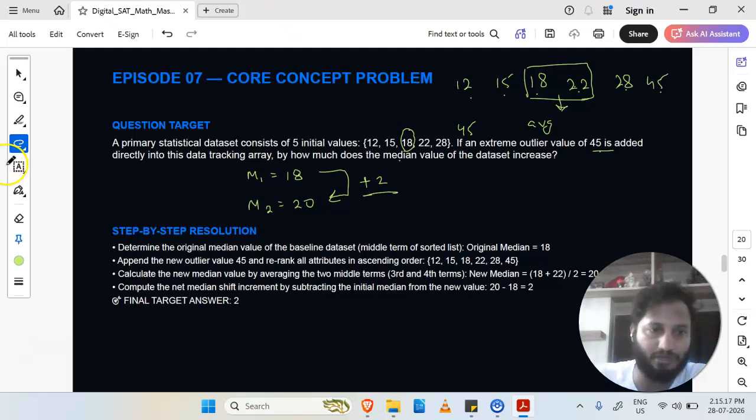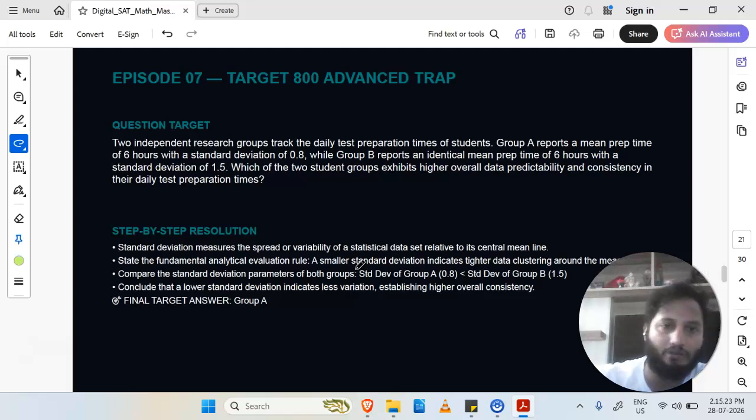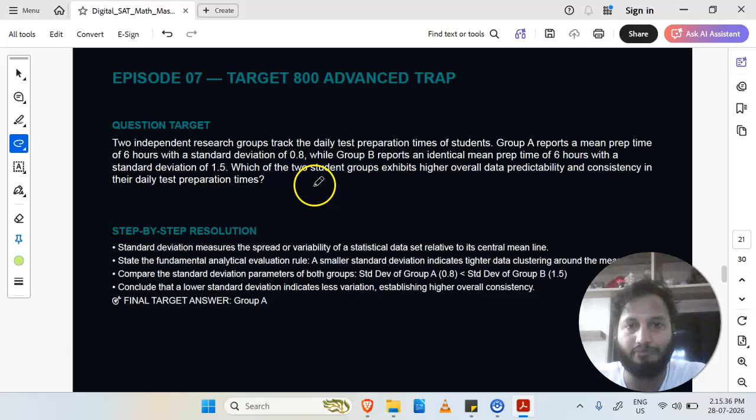All right, that's a simple question. Let's move on to the next problem, this one. Now, what does it say? It says two independent research groups track the daily test preparation times of students. Group A reports a mean prep time of 6 hours with a standard deviation of 0.8, while group B reports an identical mean prep time of 6 hours with a standard deviation of 1.5. Which of the two groups exhibits higher overall data predictability and consistency in their daily test preparation time?